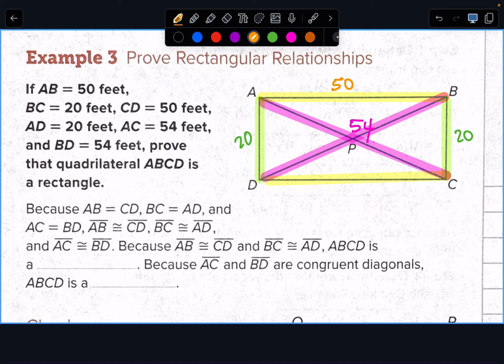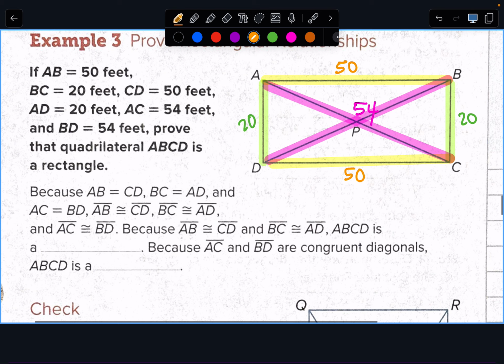Okay. What can we classify this as? A rectangle. No, it's not a rectangle yet. It's a parallelogram. First of all, because both sets of opposite sides are congruent, we know that it's a parallelogram. However, additionally, on top of that, since the diagonals are congruent, we can take one step further and call it a rectangle.